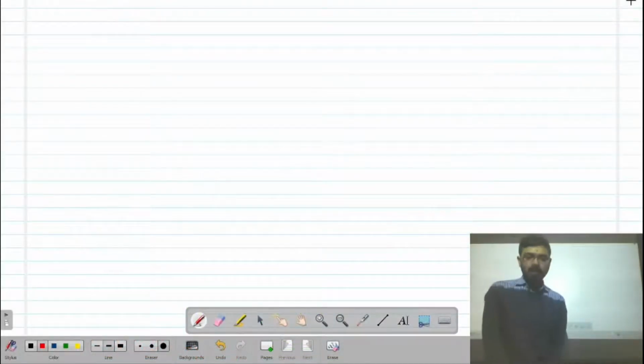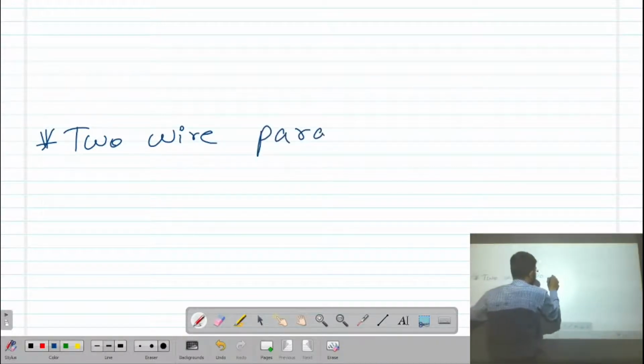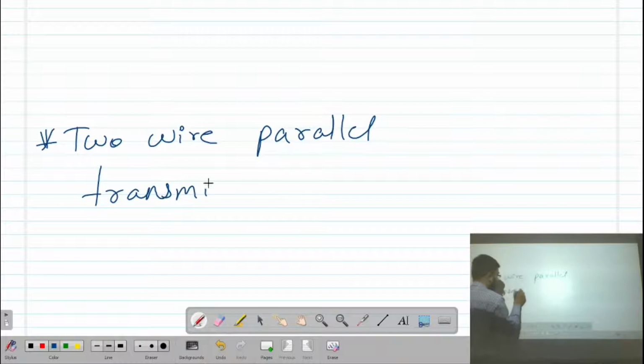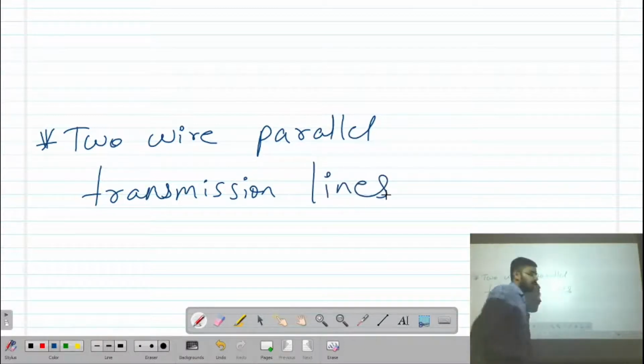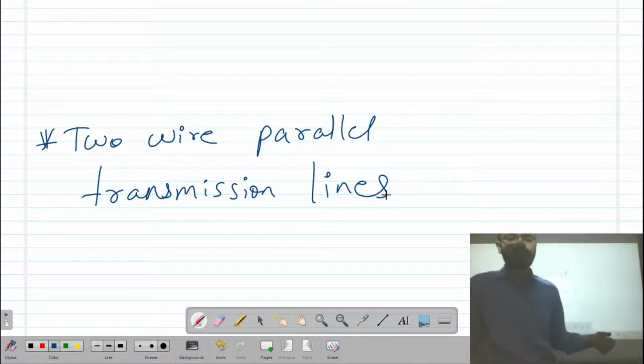So the first topic from which we are going to start our unit for semester 4 is two-wire parallel transmission lines. Now, to understand this, what is a two-wire parallel transmission line? This is the simplest form of transmission lines.